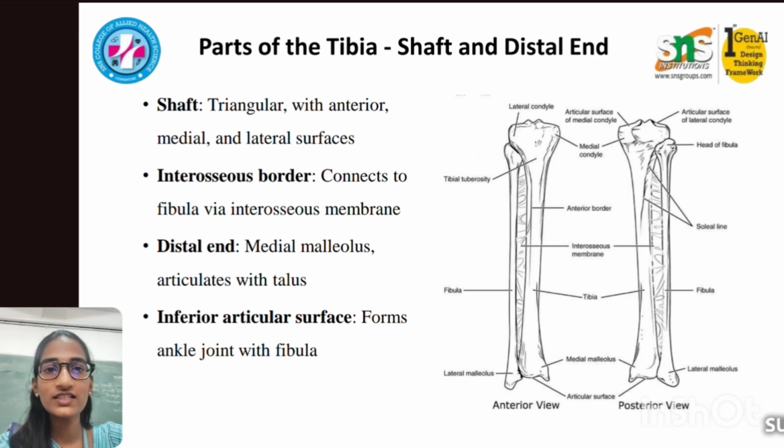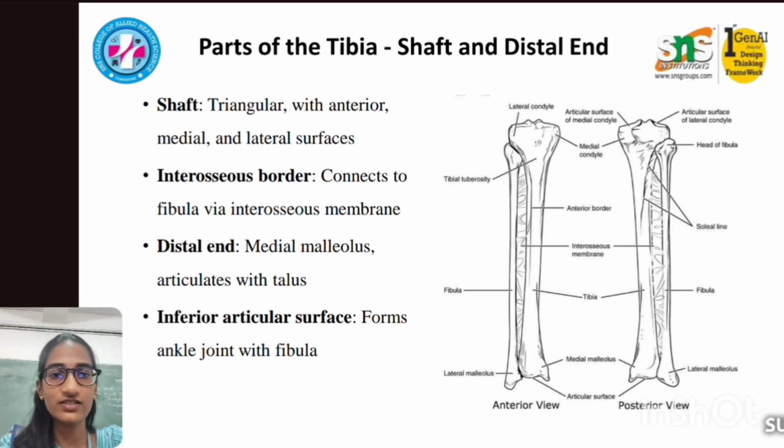Basically, the shaft is triangular, with anterior, medial, and lateral surfaces. It has an interosseous border, which connects to the fibula via the interosseous membrane. The distal end has the medial malleolus and articulates with the talus. The inferior articular surface forms the ankle joint with the fibula.